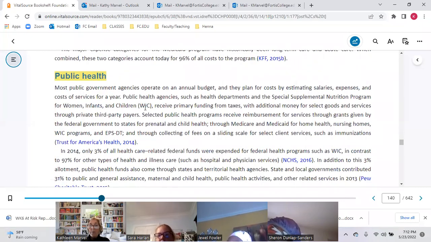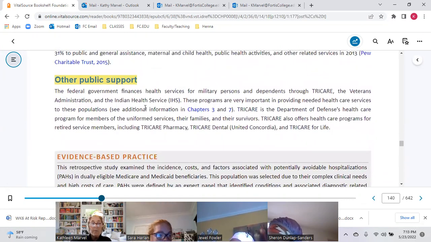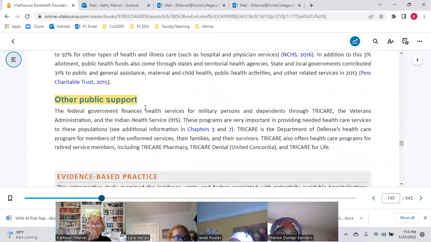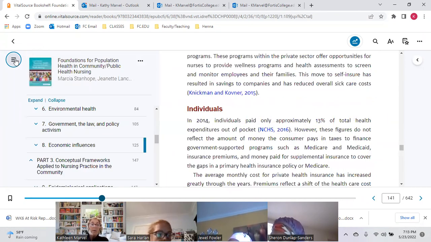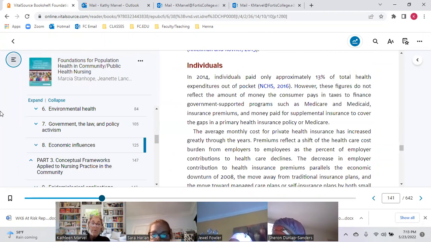And then you have public health, which is your local public health departments, right? That do the WIC programs, the immunization clinics, the parenting classes. Okay. And then your other public support is your TRICARE and VA. And then the last one is private. Private involves a lot of things, but I just want you to know the 4 ways healthcare is financed. Okay. Any questions about that?